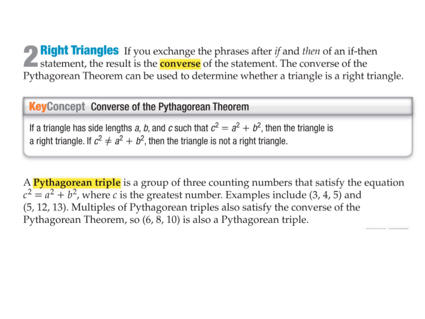The converse means that if something's true in a certain way in an if-then statement, then backwards, it's also true. So if you exchange the phrases after if and then in a statement, the result is the converse of the statement. The converse of the Pythagorean theorem can be used to determine whether the triangle is a right triangle, okay? So if I give you a triangle and I ask you, is it a right triangle? You could double check by checking whether a squared plus b squared does equal the hypotenuse squared. So if it's true, then it is a right triangle.